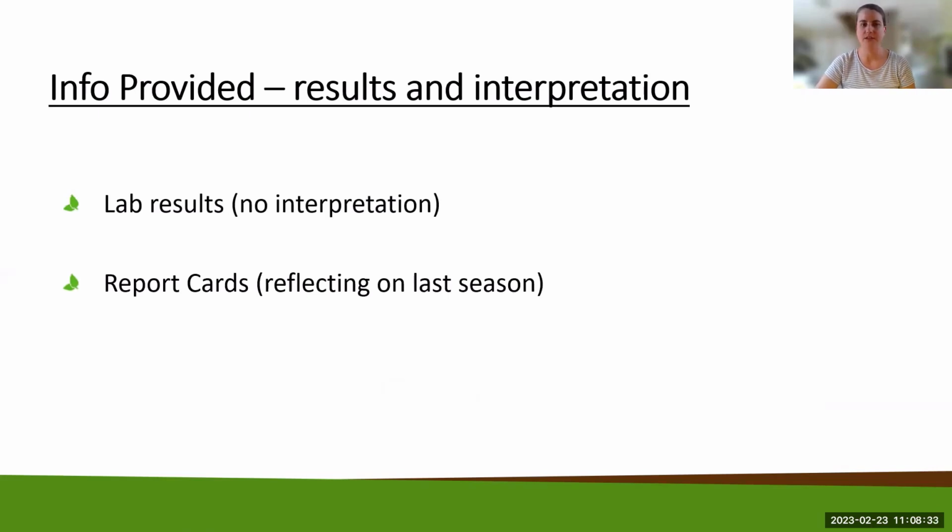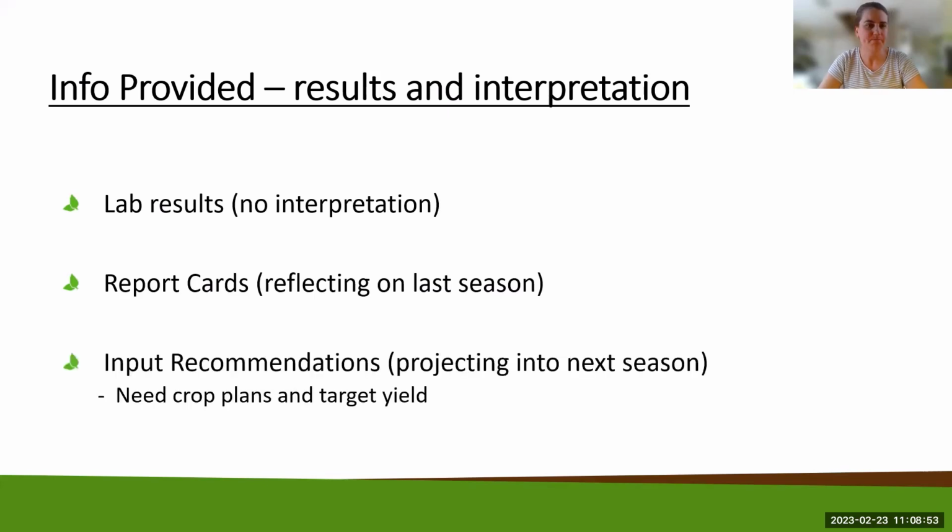Then we have these nutrient report cards that we've been doing. So this is mostly focused on soil samples taken in the fall. I should mention that the soil sampling we do for the most part is in the fall, but we do some spring sampling as well. So these fall samples allow us to look back on the past season. These are the certain inputs we used. How did we shake out by the end of the season?